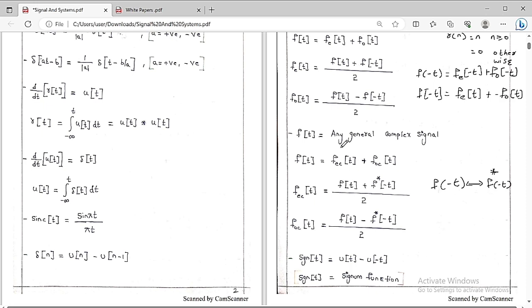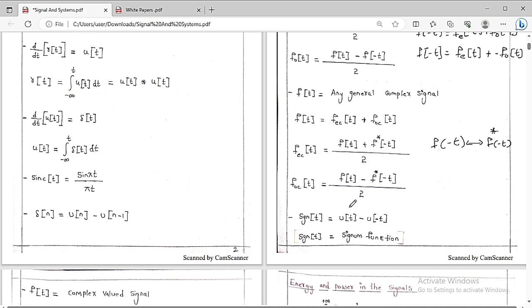Therefore we can say, as I've already told you, any general complex signal you can write as the summation of the even complex signal plus the odd complex signal. The even complex signal is f of t plus f of minus t whole conjugate by 2, and the odd complex signal is f of t minus f of minus t whole conjugate by 2. If you remember the previous formula, you can get this formula in a fraction of a second just by replacing f of minus t with f of minus t conjugate.